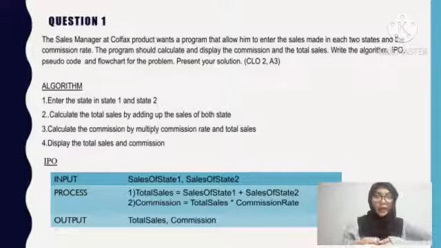Okay, IPO. Input: sale of state 1 and sale of state 2. Process: total sale equals sale of state 1 plus sale of state 2, and commission equals total sale multiplied by commission rate. The output is total sale and commission.